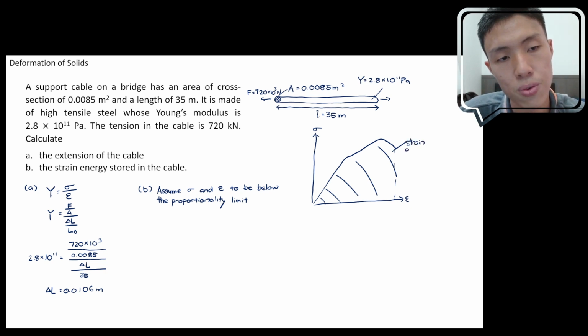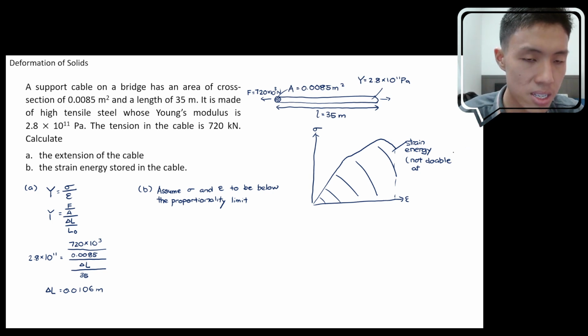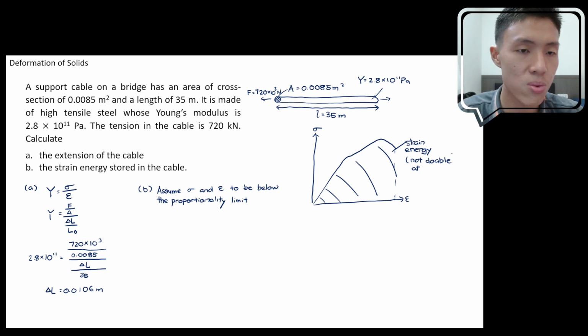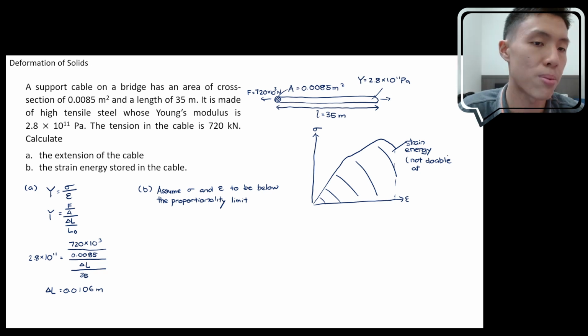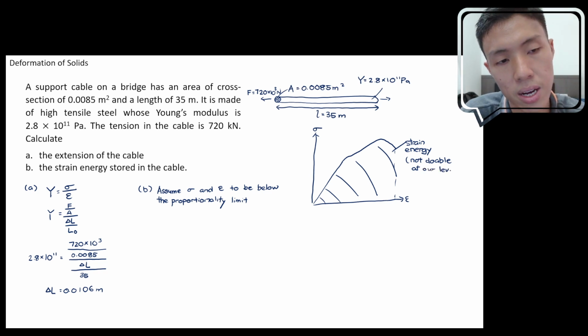Okay, but if you want to determine this strain energy over here, it's not doable at our level. We are not able to calculate it because this requires some advanced integration technique because it's an irregular shape. To determine its area under the graph, you need integration, which is not in your syllabus. You haven't reached it yet for your mathematics syllabus. So for now, we could consider it not doable at our level.